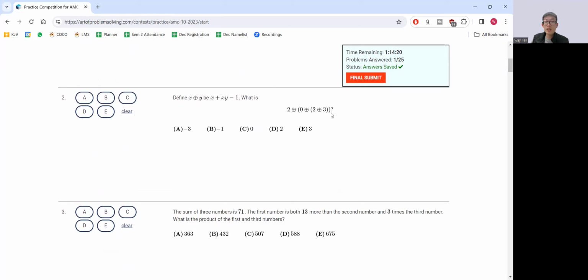Question 2. Okay, this is computational with parentheses, so we just go from inside to outside. So 2, I'll just call this hash 3. It's not really a hash. 2 hash 3 is 2 plus 6 minus 1, which is 7. 0 hash 7. Oh, actually, I should have done 0 first because that just becomes minus 1. So 2 hash minus 1 is 2 minus 2 minus 1. So -1 should be the answer.